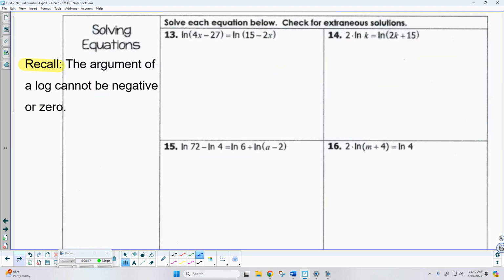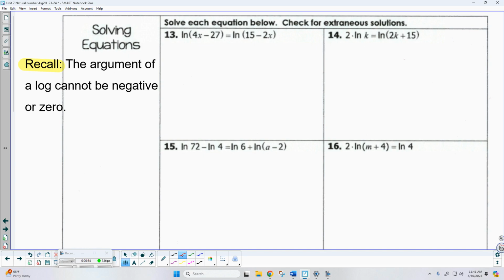All right. Well, here's our last section. Solving equations. Now, big idea we don't want to forget: the argument of a log, even a natural log, cannot be negative or zero. It's the same style equations we've been looking at previously. It's just now we have the natural log. I chose some of these specifically. We'll start skipping around in just a second. Let's start with 13. The natural log of 4x minus 27 equals the natural log of 15 minus 2x. Okay, well, what do we notice?